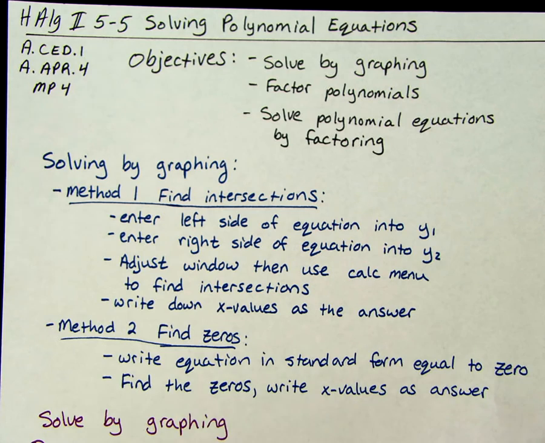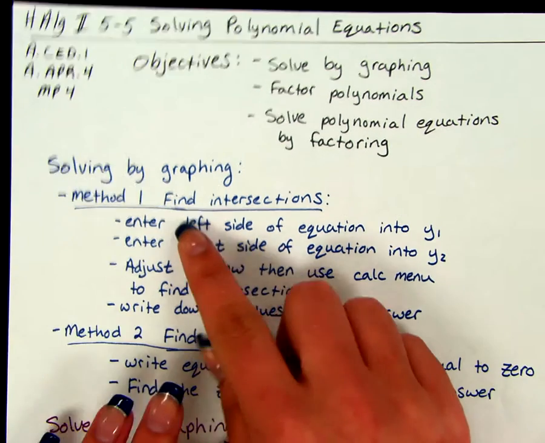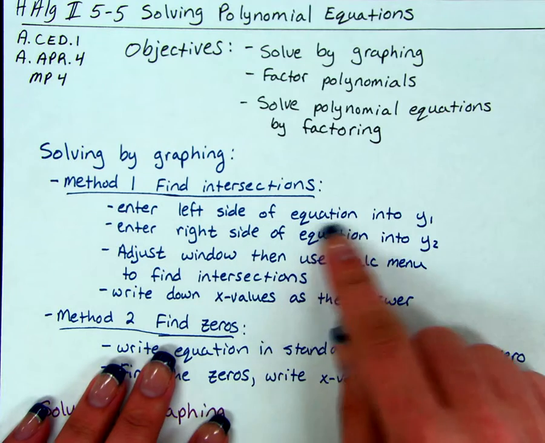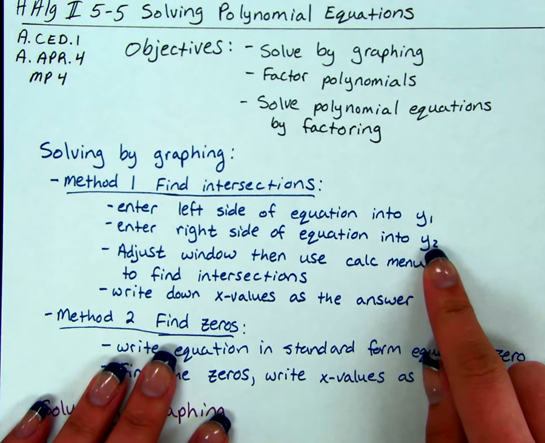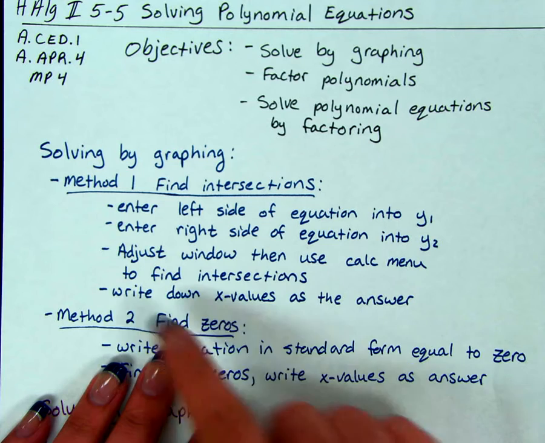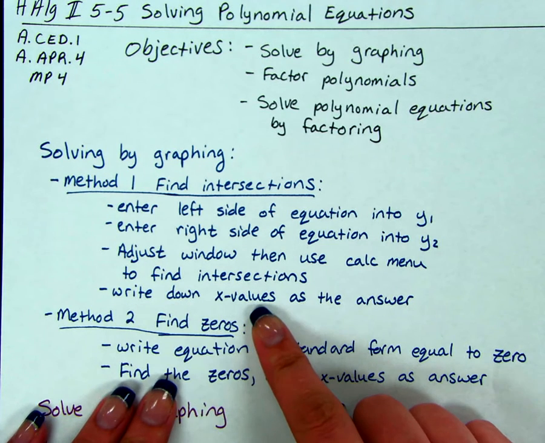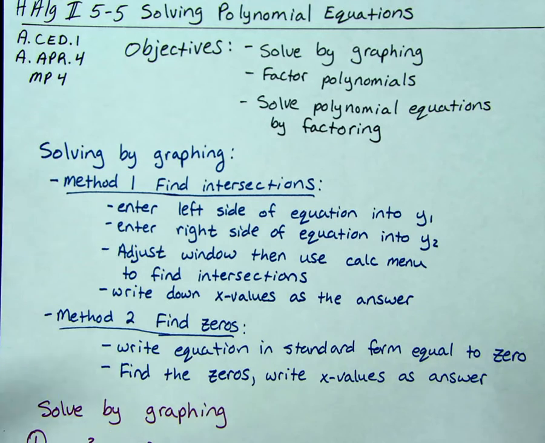So when we are solving by graphing, we can find the intersections of two equations. So we just enter the left side of our equation into y1, the right side into y2, and then if you need to, you can adjust your window. And then we're going to find all the intersection points, and we only care about the x values. Now the other way that we had done it was to find the zeros. So to use that method, everything needs to be on the same side of the equation, and then you find where it's crossing the x-axis.